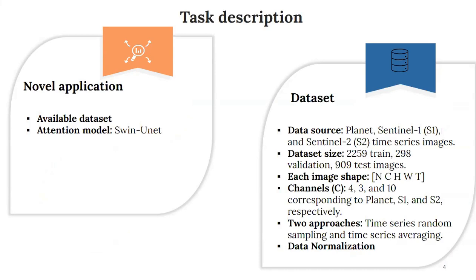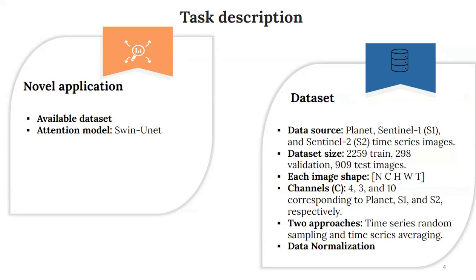The dataset we use consists of time series images from 3 satellites: Planet, Sentinel-1, and Sentinel-2, from Ghana. Our dataset is split into 2,210 training images, 208 validation images, and 909 test images, ensuring balanced representation of classes in each set. These images are time series captured throughout 2016.